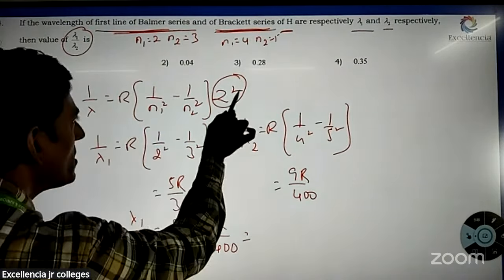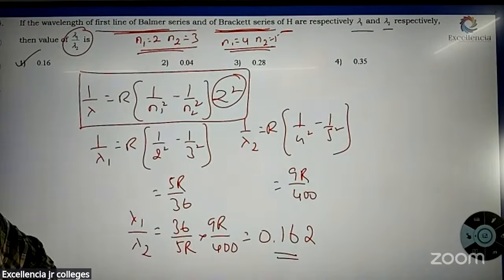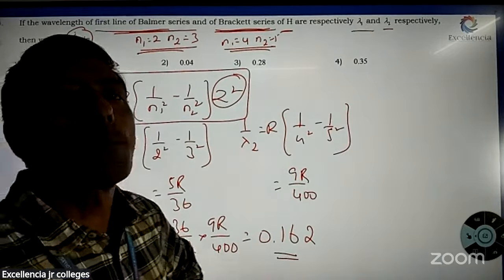Once you got this hydrogen spectrum formula, if you can recollect these n1, n2 values, that's all. The calculation becomes very easy there. When you do this calculation, approximately here we'll get some 0.162 like that. So therefore, which option? The first option becomes the answer. 0.16 is the answer. So a question from atomic structure.